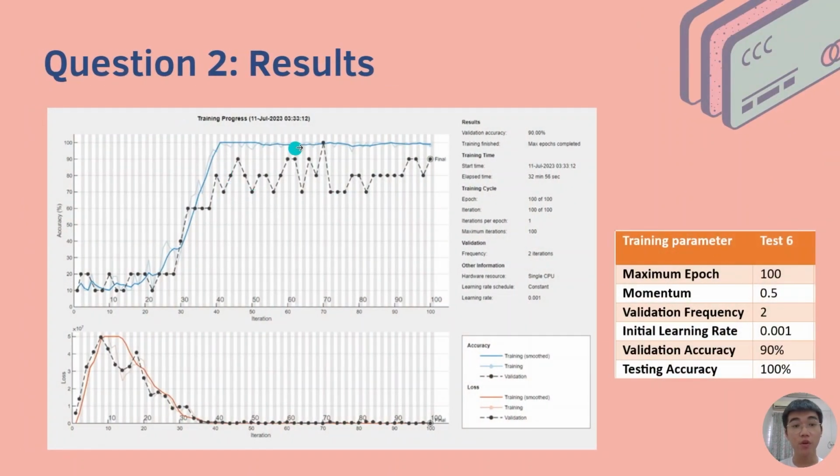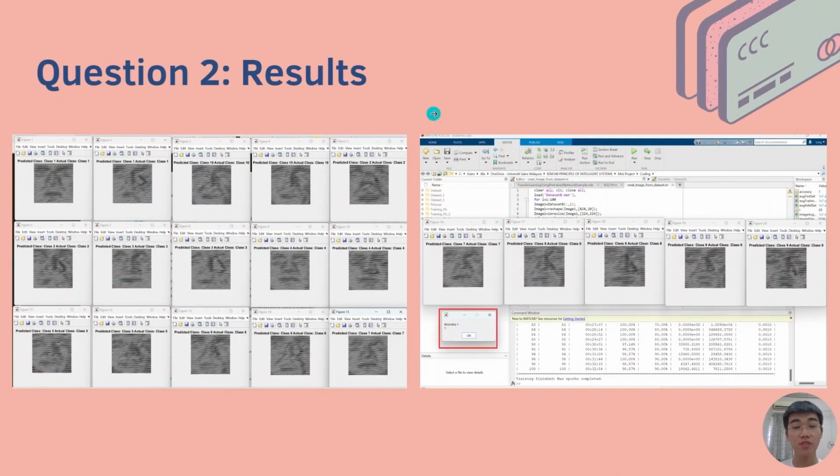And this is our training progress for test 6. For our model, we set 20% of our database to be used for testing. So these are the 20 randomly selected pictures from our database for testing, and each picture is predicted correctly. So the accuracy is 1, which means 100% correct.